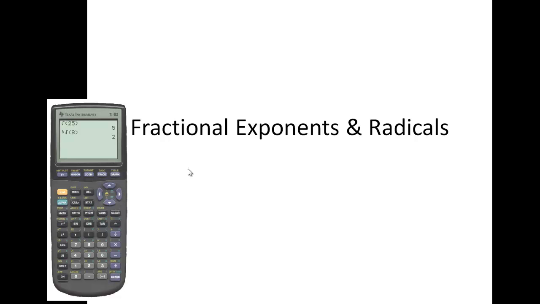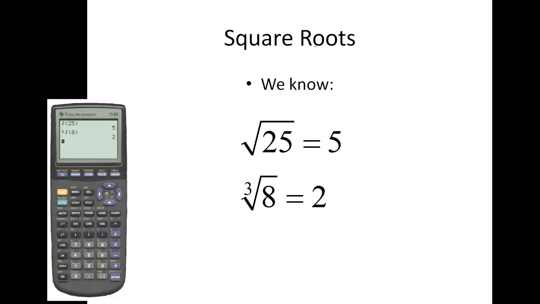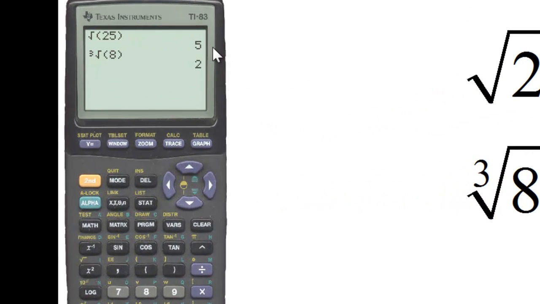This is a short video on fractional exponents and radicals. We're going to start out with what we know about square roots. For example, the square root of 25 is 5, and the cube root of 8 is 2. If you're not sure where to get that cube root, it's under the math menu. Number 4 there will give you the cube root. So the cube root of 8 is 2.